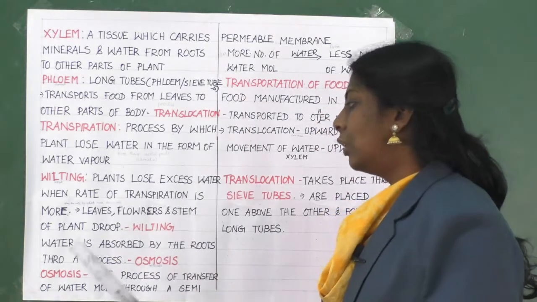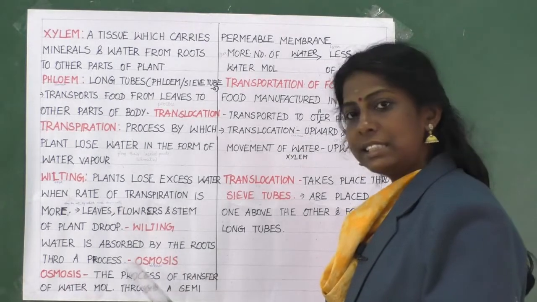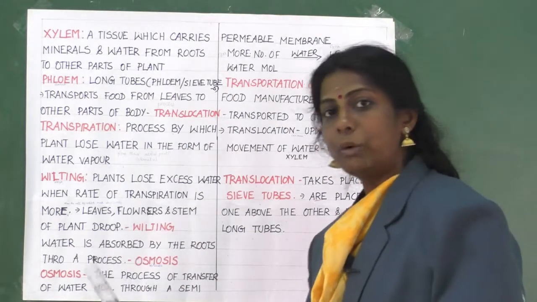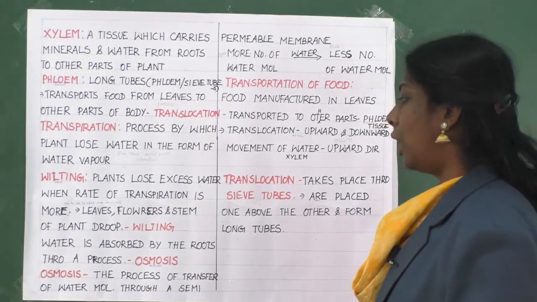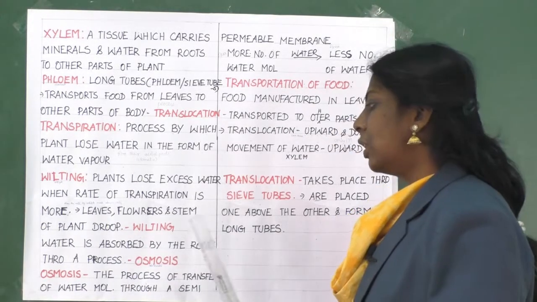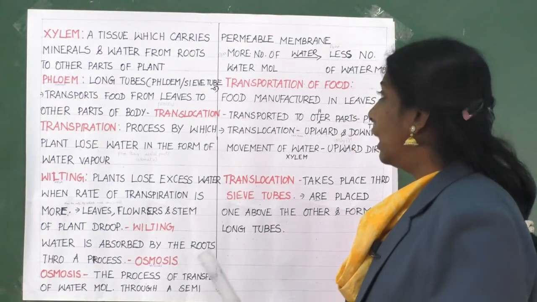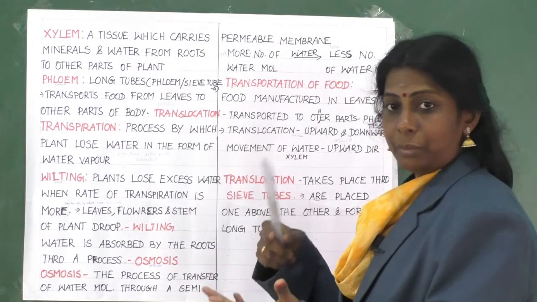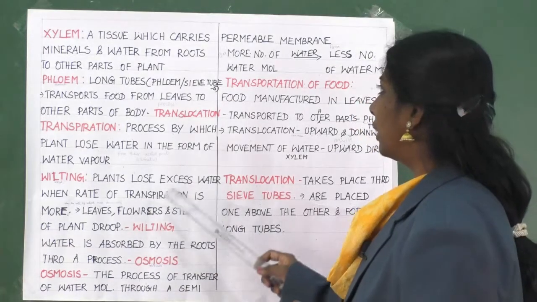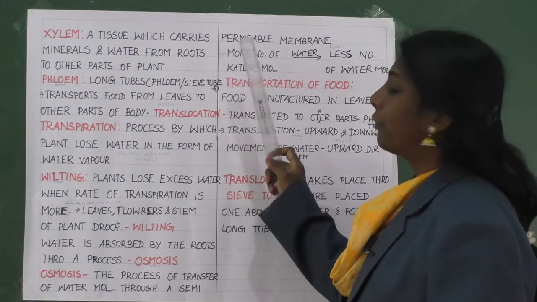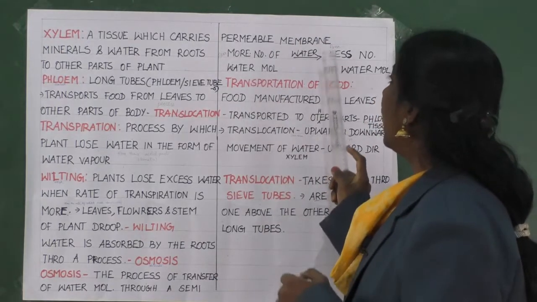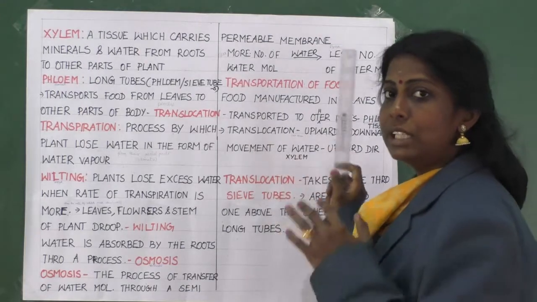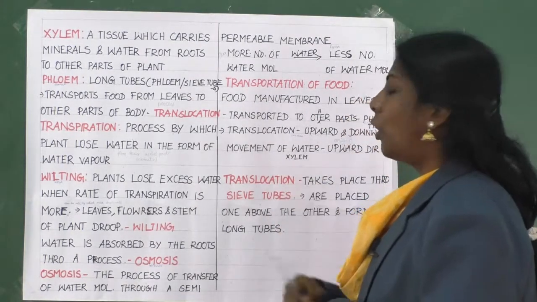Wilting. Clear, children? Yes. Water is absorbed by the roots through a process said to be osmosis. Now, about osmosis. It is the process of transfer of water molecules through a semi-permeable membrane. As we learned from that activity, water moves from the area with more water molecules to the area with fewer water molecules. Clear? So this is what osmosis is.